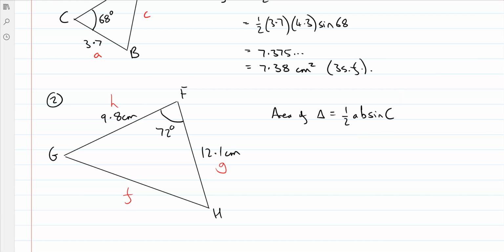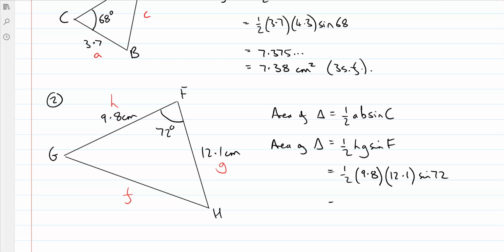So I can write this formula slightly differently and say that the area of this triangle that I'm looking at is going to be a half, and then the 2 lengths, so here, h and g, and then sine of the angle between them, which is capital F, this one here. And then we can just sub in and use our calculator to work it out. So a half, h, which we've circled before, which is 9.8, g, which we circled before, which is 12.1, all nicely labelled, sine of the angle F, which is 72.